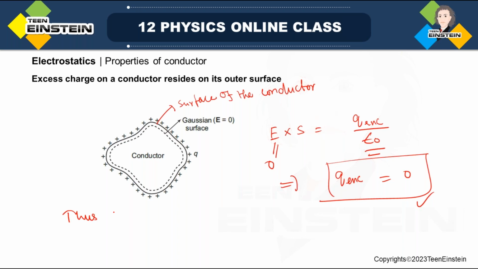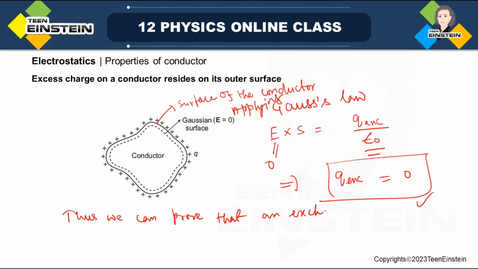So thus, applying Gauss's law, we can prove that excess charge always resides on the outer surface of the conductor.